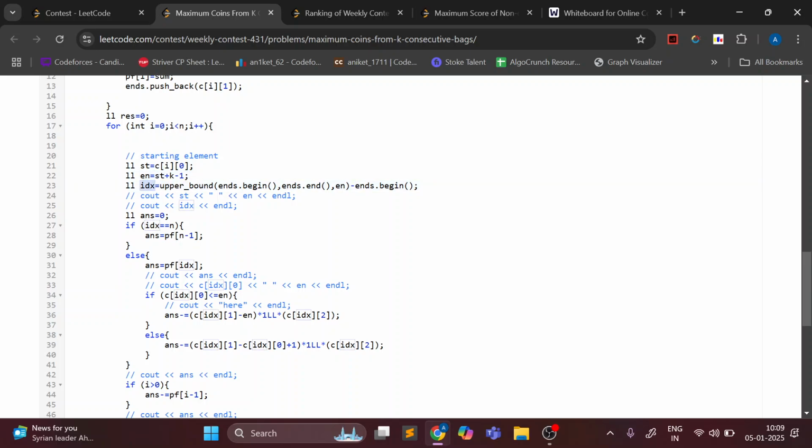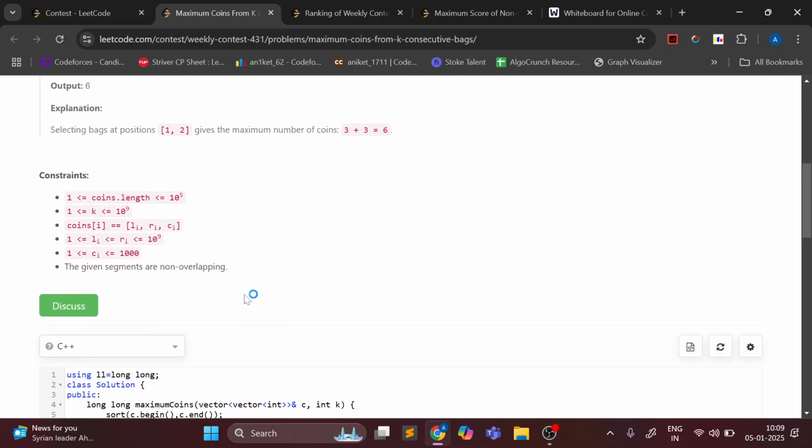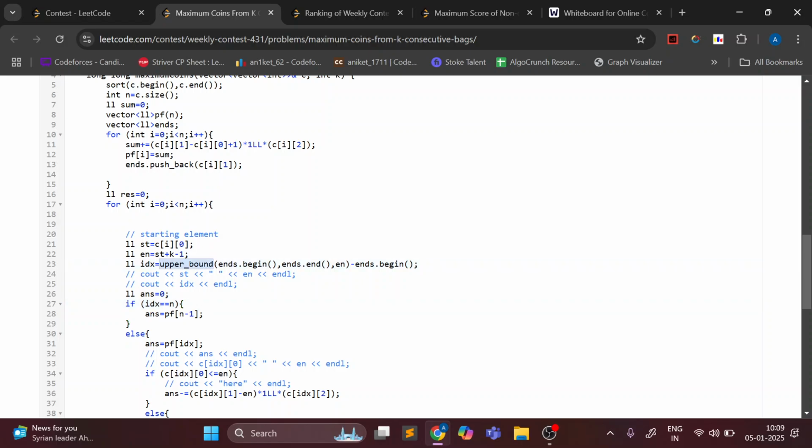Now I am finding the index of the interval's end. So for 4 it would be the next end, which is 6. Similarly, if we have to find the end for 8, the next end would be 10. For 1 it would be 3, for 3 it would be 3 itself, for 4 it would be 6, for 5 it would be 6, for 6 it would be 6, but for 7 it would be 10. So the next element, which is also an end of an interval, we can find using upper bound on the ends vector.